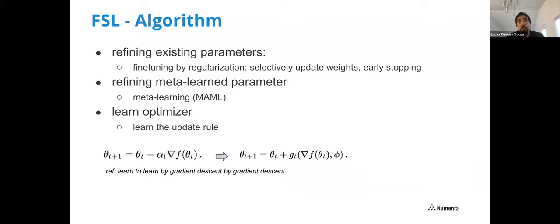You could use them in the same training paradigm, or even the learn to learn by gradient descent.